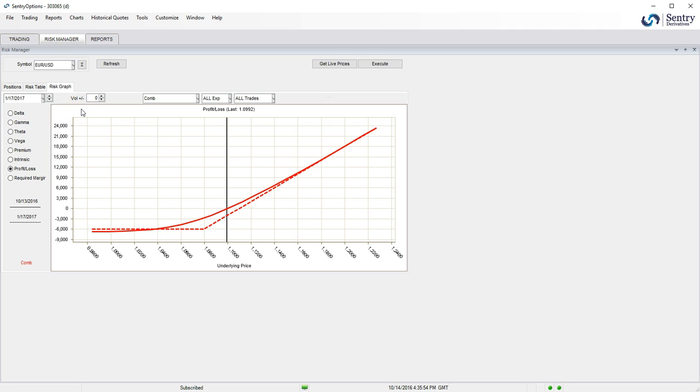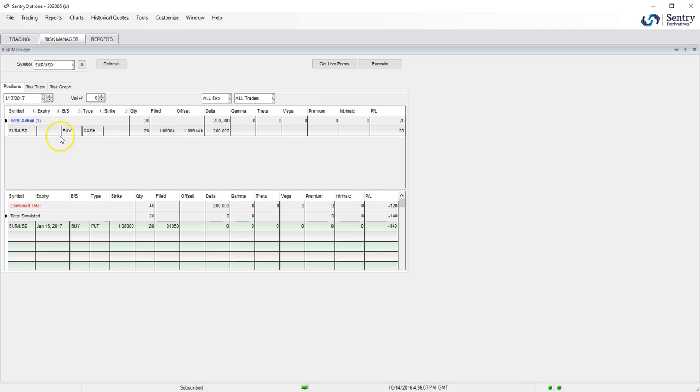Suppose we say, well, this is good, but it's costing us a lot of money to buy that put. So let's try something else. What if we also sell a call above the market? Let's say we sell a call at 116. Let's go back to our positions, and let's add one more simulated position. For the same date, let's sell a call struck at 116, also in 20. Let's go back to that risk graph.